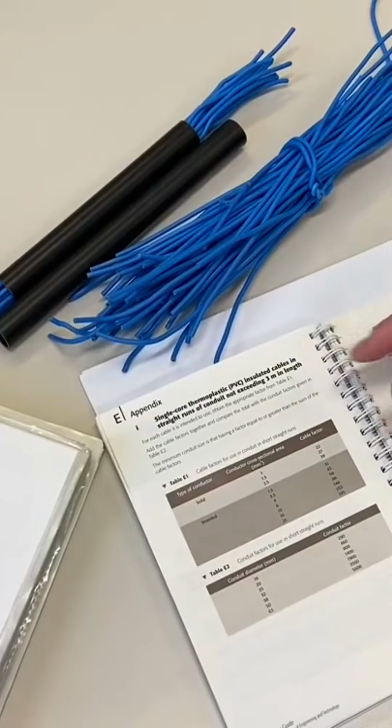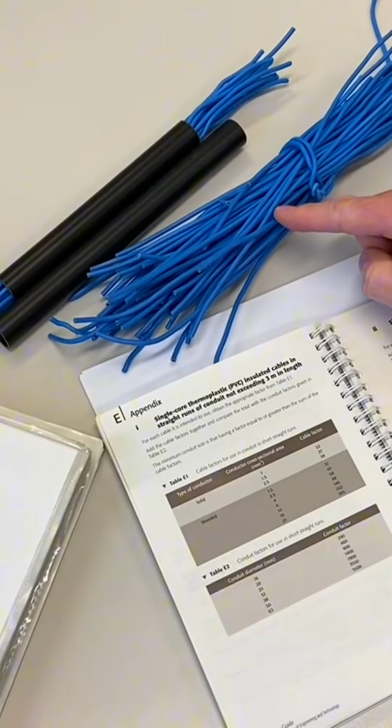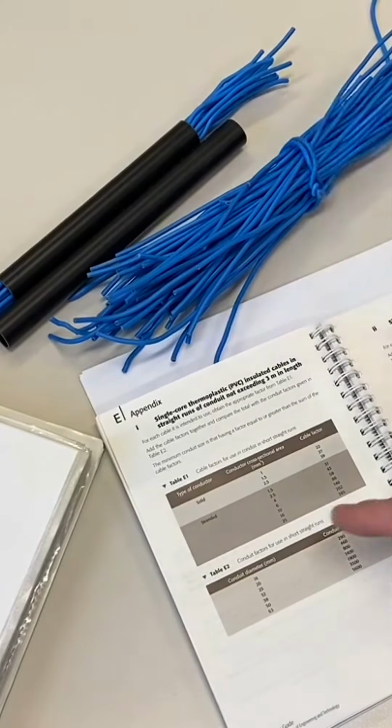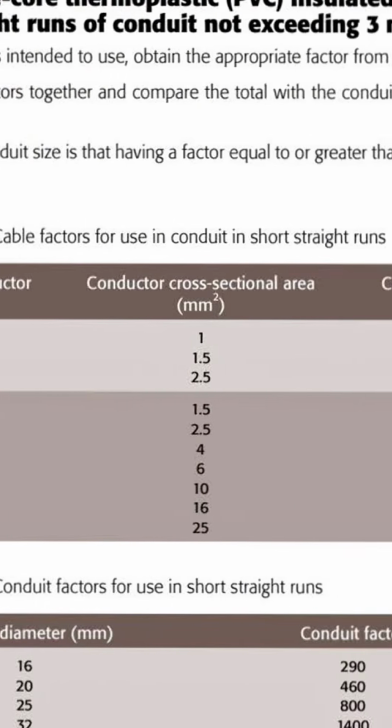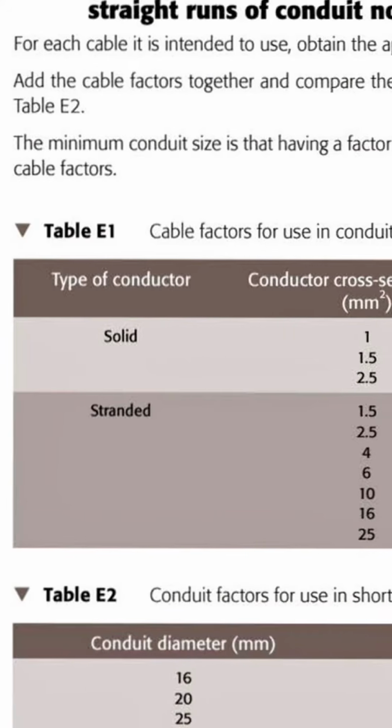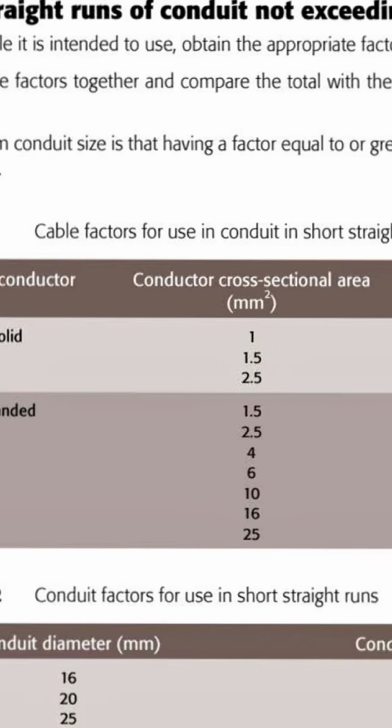So that's the question we've got. How many 1.5mm squared cables can we install in a piece of conduit that's less than 3 meters and straight? We've now got Table E1 and Table E2 to look at next. Table E1, the cable factor used for conduit in short straight runs.